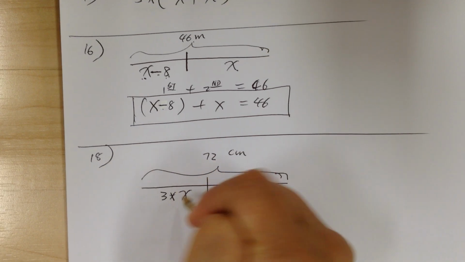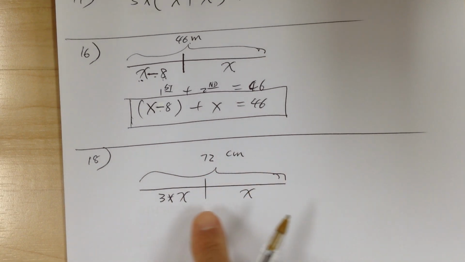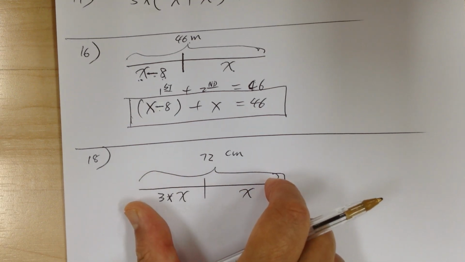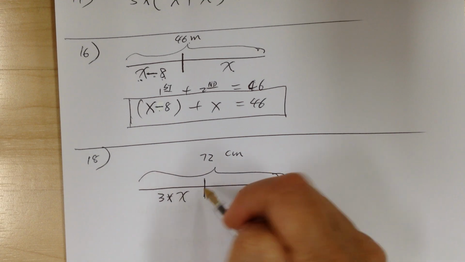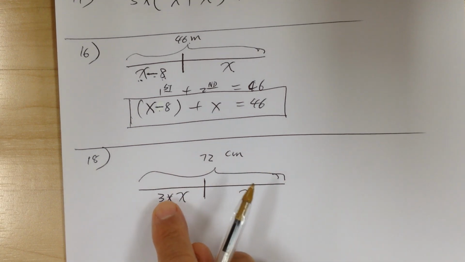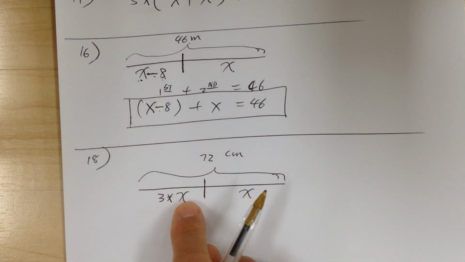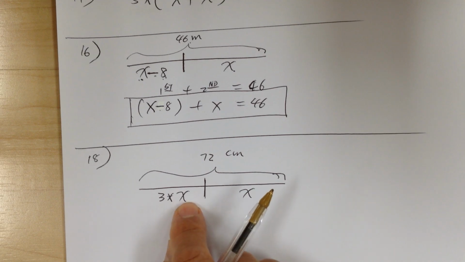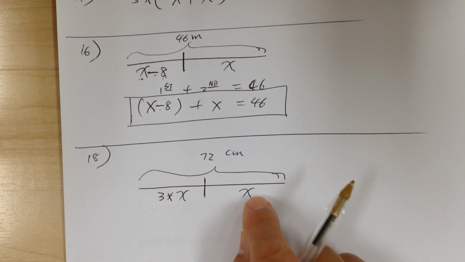So the other piece would be X. You have a piece of wire that is 72 centimeters, and you cut it into two pieces. This piece is going to be 3 times the other piece. Again, you don't know what the other piece is, so you use a variable when you don't know the number. So it'd be 3 times the other piece. If the other piece is X, that means this is the other piece, right?